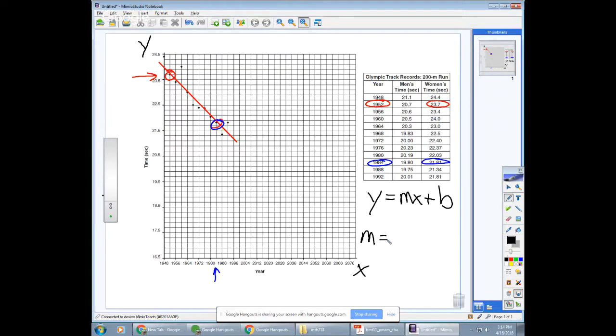my change in y is going to be, I kind of wrote through that, 21.81, is that right, for 1984? Minus the previous record in 1952, which is 23.7. Divided by the change in time. So that's from 1984 back to 1952. So you can either use the same points as me or pick points that fit the line you drew on your paper. And then we got to clean that up, whip out a calculator.